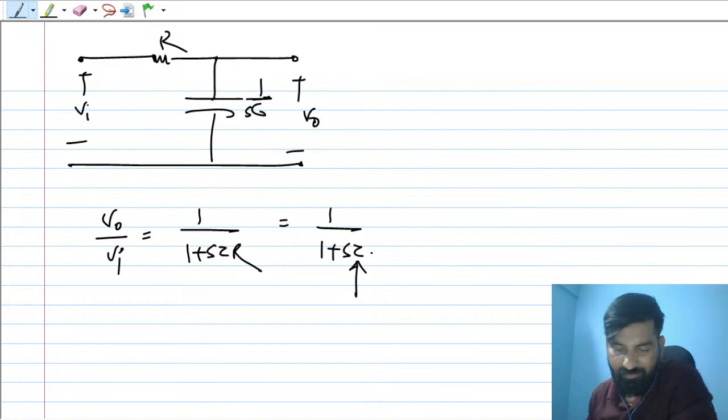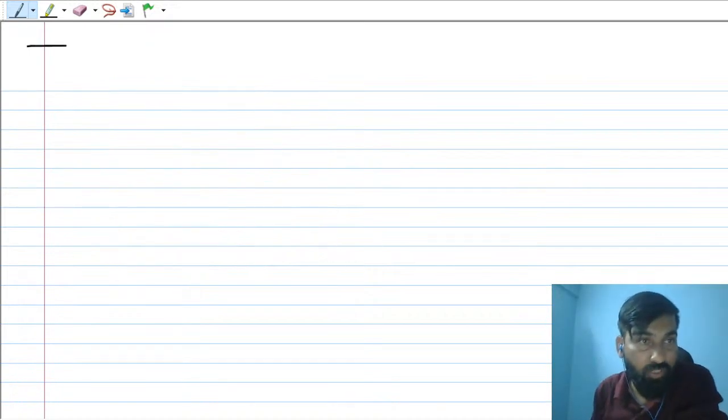So time constant can be very large, it can be very small as well, right? So this is very important. This flow chart you have to keep in mind. The time constant.